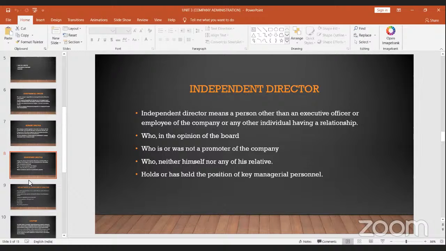And who is not a promoter of the company? As we discussed, who is a promoter? Students, who is a promoter?